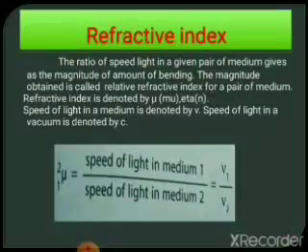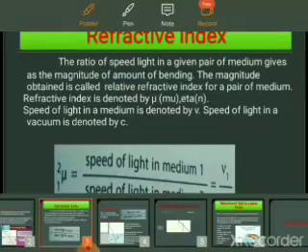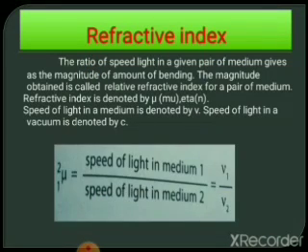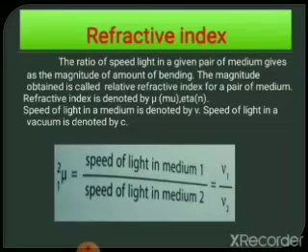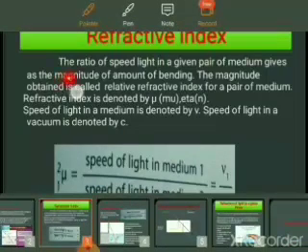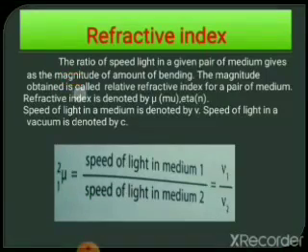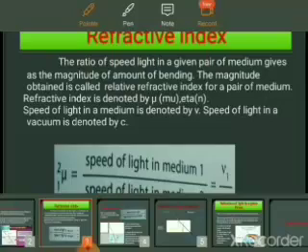The same thing is explained over here. The refractive index, the ratio of speed of light in a given pair of media, gives us the magnitude of the amount of bending. What do you mean by ratio? You have to divide one thing upon another. Now what do you mean by magnitude? Magnitude is simply a number. Whenever you encounter the word magnitude, always remember it is a number. In higher classes, whatever concept you study in science, you will always hear this concept, magnitude. Always remember it is a number.